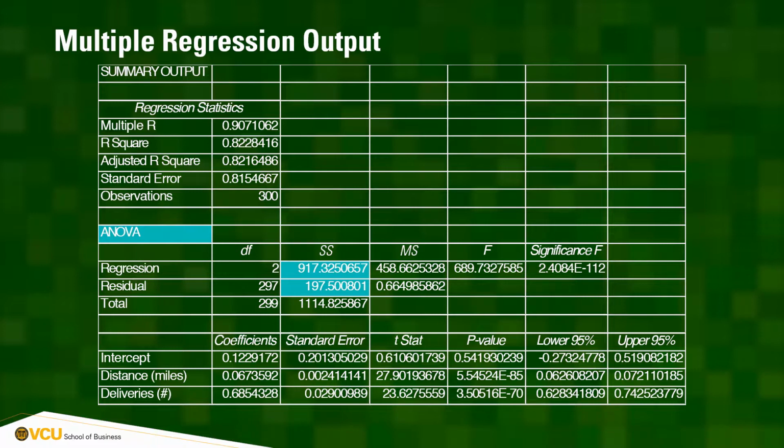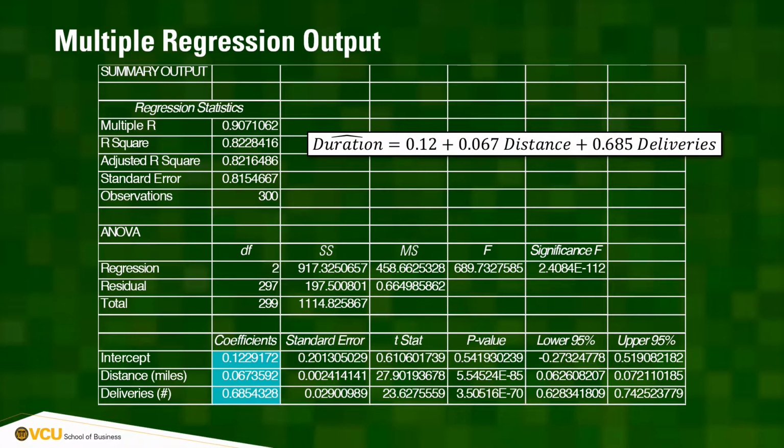Note how SST, the total sum of squares, has not changed, because that does not depend on the set of explanatory variables. Correspondingly, with the introduction of the second explanatory variable, the degrees of freedom for the regression is now 2. The coefficients table has now a third row, the slope coefficient for the number of deliveries variable. That allows us to build a new regression model, which looks like this.